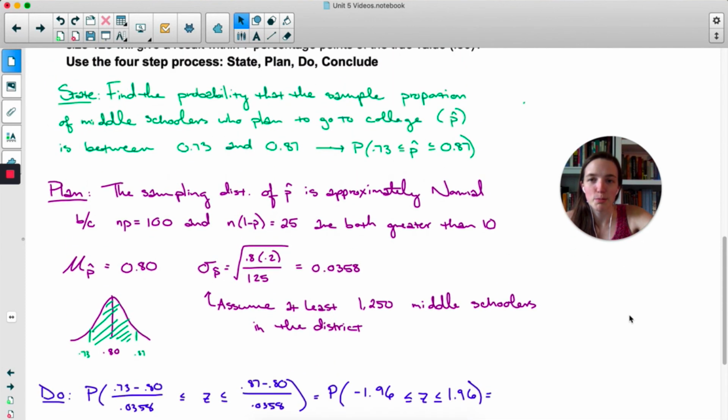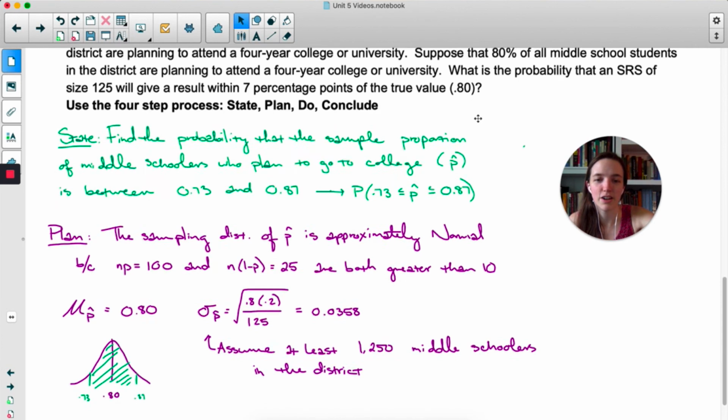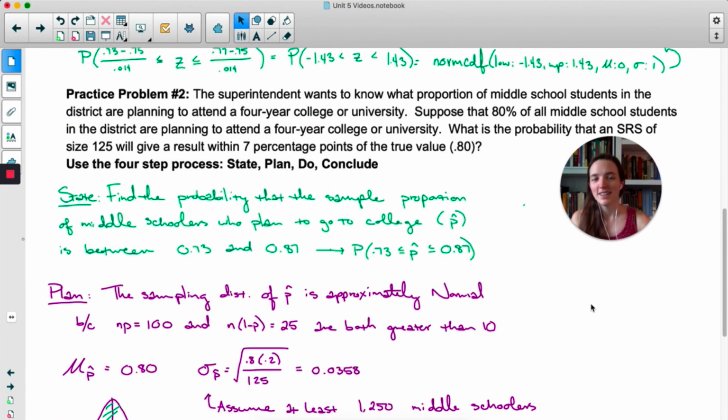This is how you should always approach these open-ended probability questions that just say, what's the probability? Previous math classes have probably trained you to see this and think, oh, all I have to do is calculate this right here, and then I just put a box around the number and I'm done. In statistics, that is rarely the case. We want state, plan, do, conclude, and we want context, context, context.